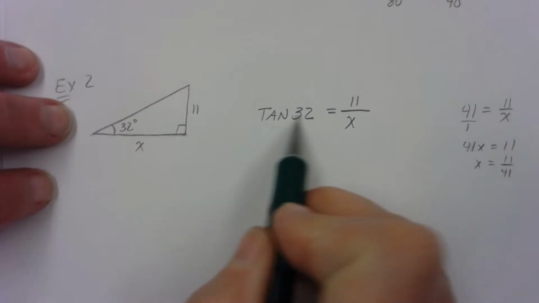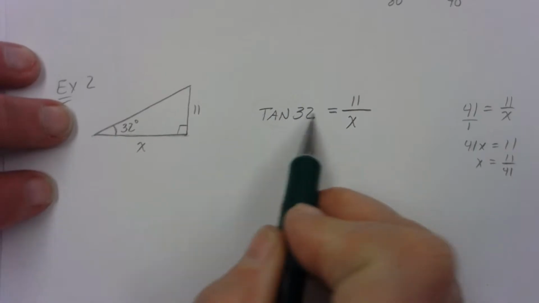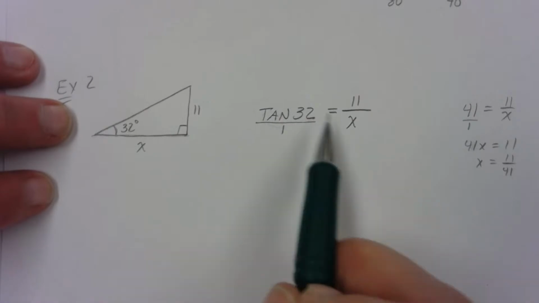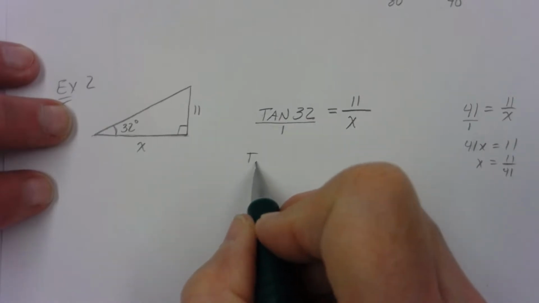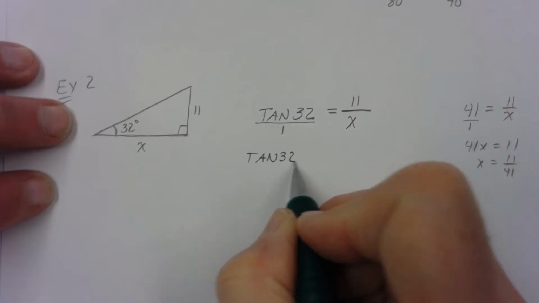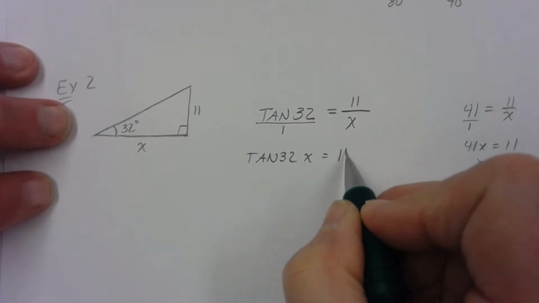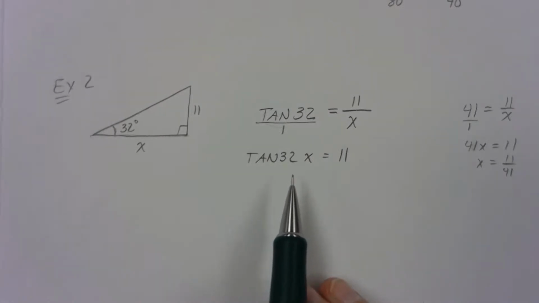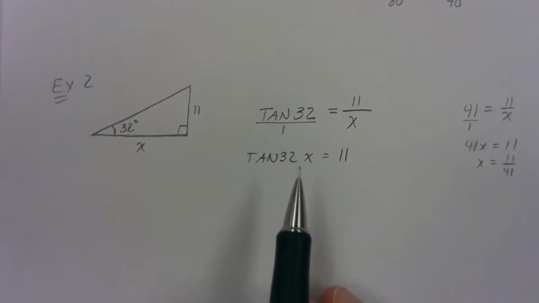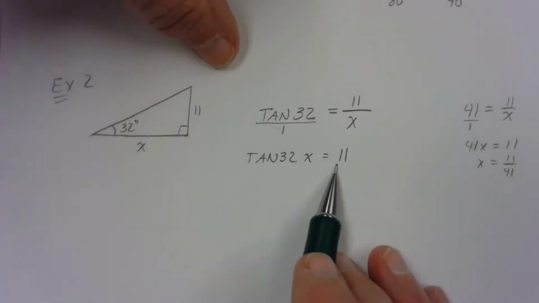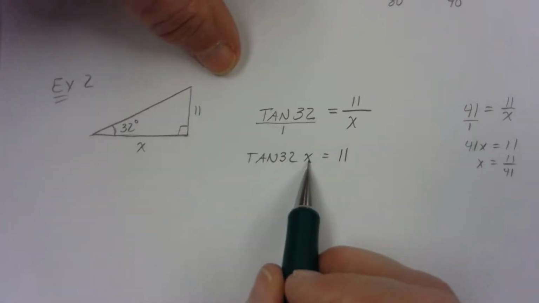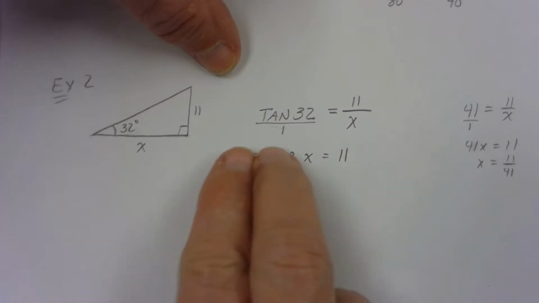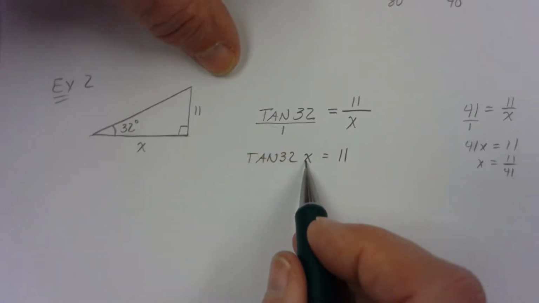That's exactly what we're going to do here. This is a number. The whole thing is just a number. If I put it over 1 to make it a proportion, then I would say tangent 32 times X equals 11. Now, here's a problem. This is called ambiguous, and in all of math, we try to avoid being ambiguous. What I wrote here is ambiguous because if I take the tangent of 32 times X, the question becomes, do you want to take the tangent of 32 and find that number and then multiply that number by X?